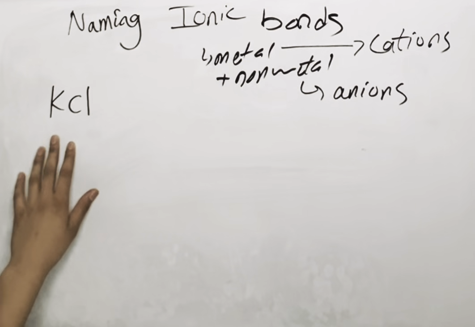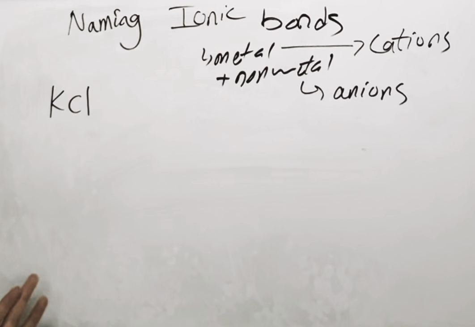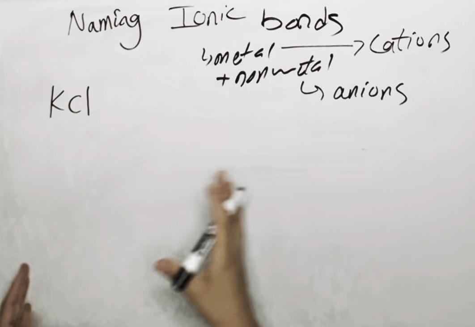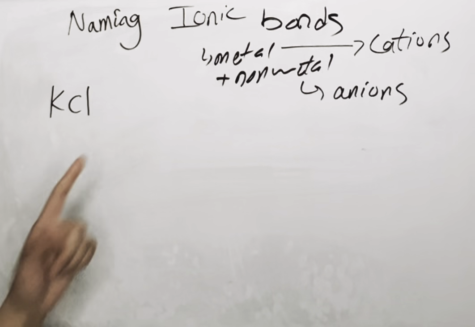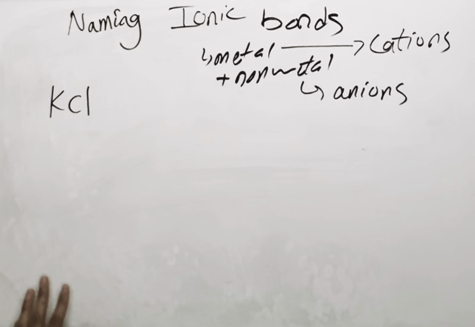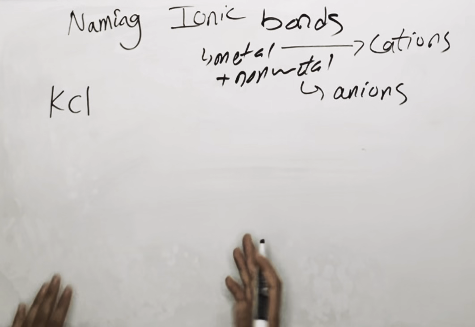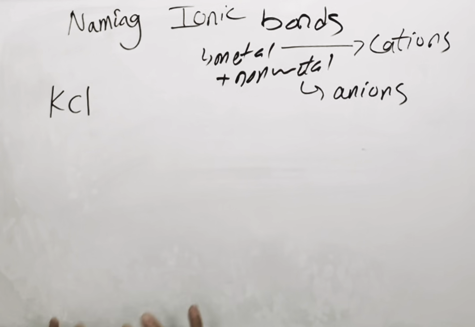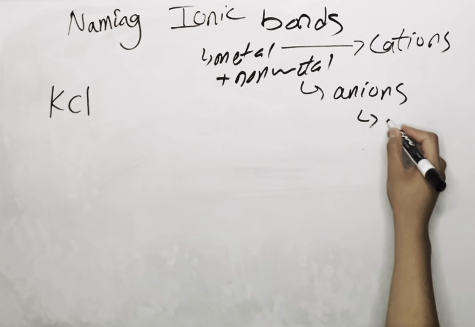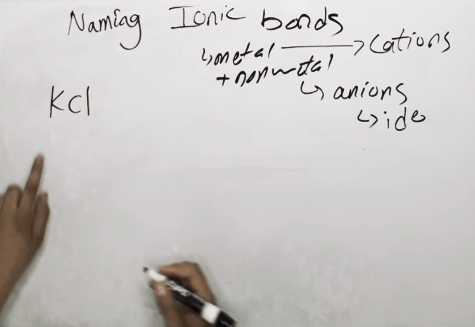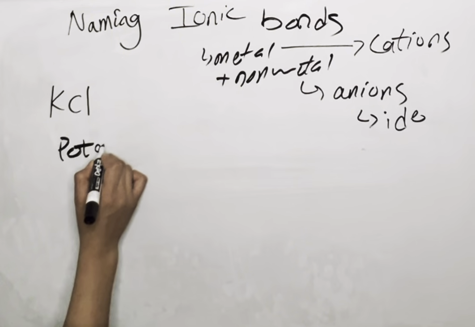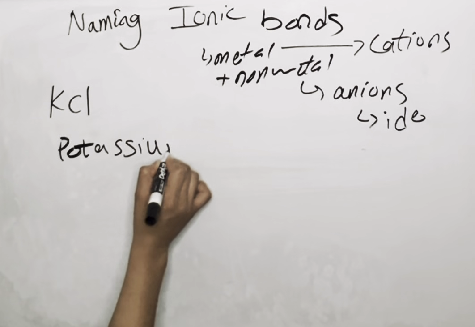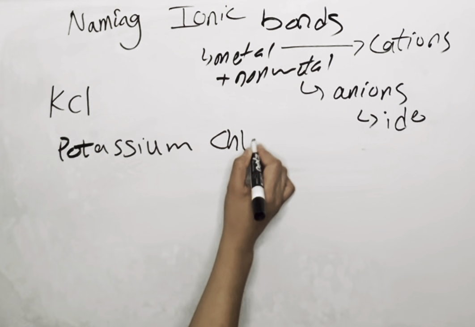And now we have potassium and chlorine, and we need to make sure that the first one is a metal, which is potassium, and it is a metal. Then we have chlorine, which is a nonmetal, which means it's going to be an anion, and we have to add that IDE at the end of the name. So it's potassium chloride.